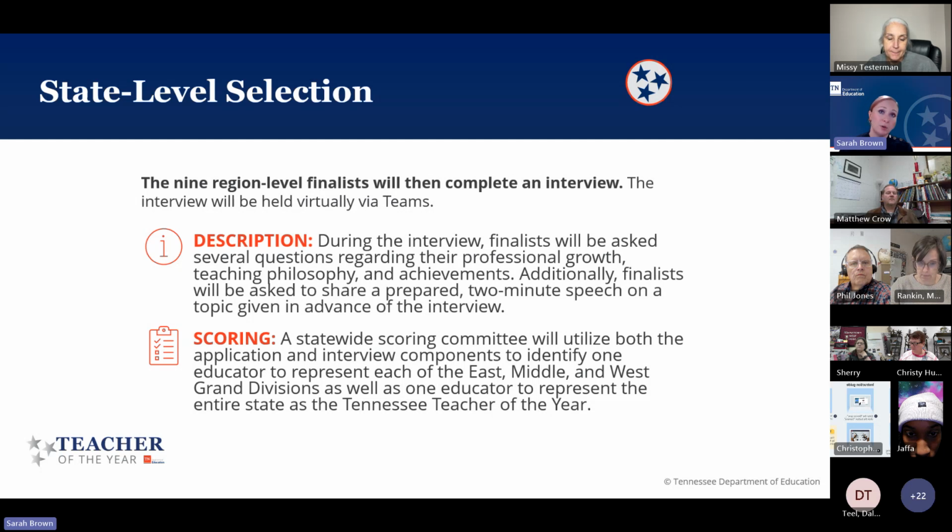And then the statewide scoring committee, again, will use the application and the interview components to identify 1 teacher to represent each of the East, Middle, and West Grand Divisions, as well as then the 1 educator to represent the entire state as Tennessee Teacher of the Year.